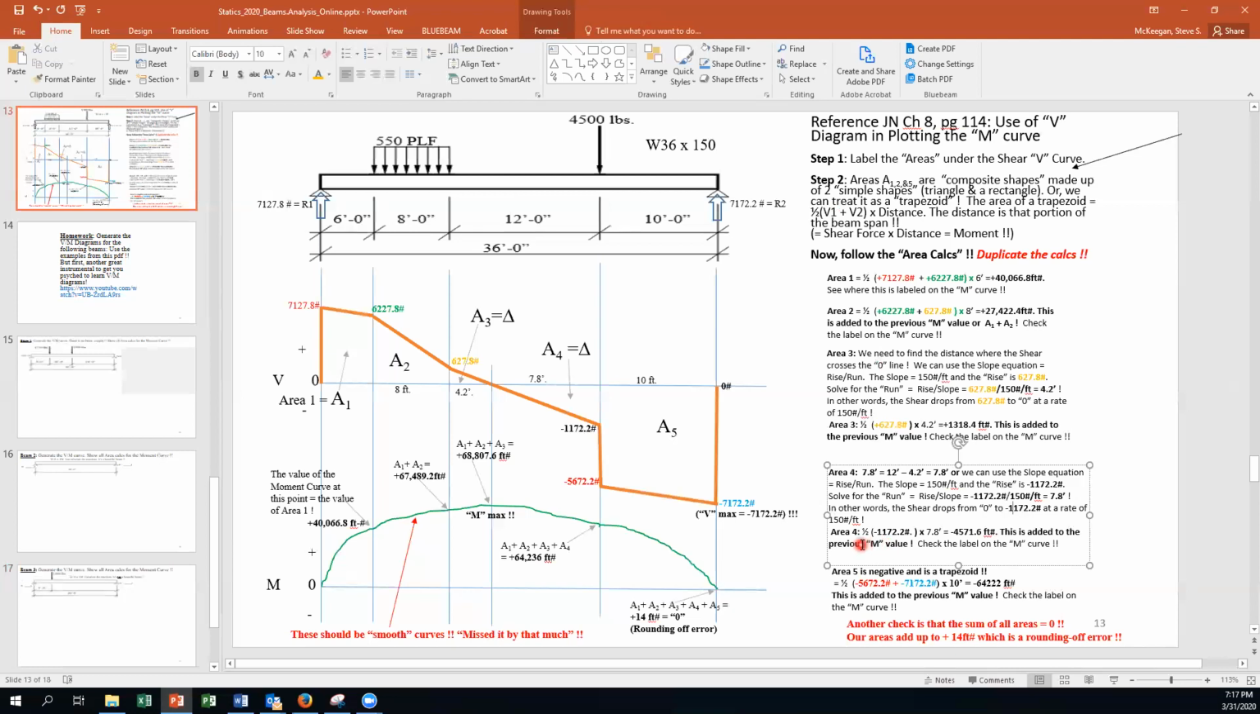It's a triangle. And then area 5, it's negative, and it's a trapezoid again. Average of the two shears times 10 feet. Okay. So walk yourself through these step by step.